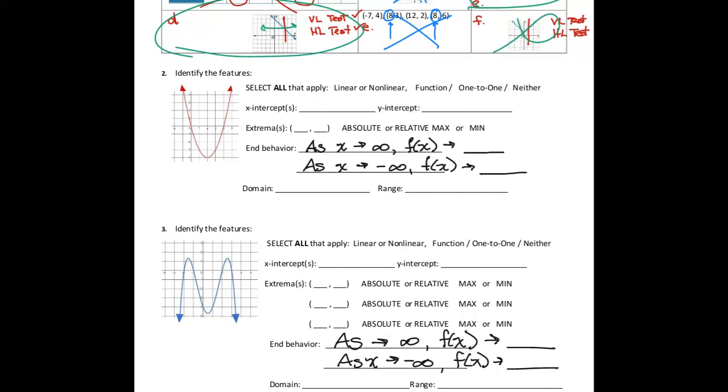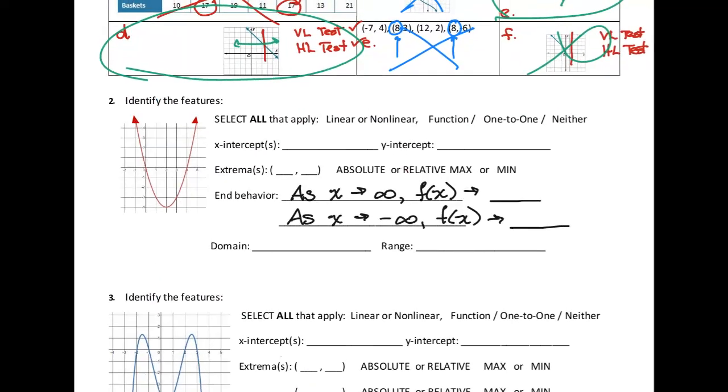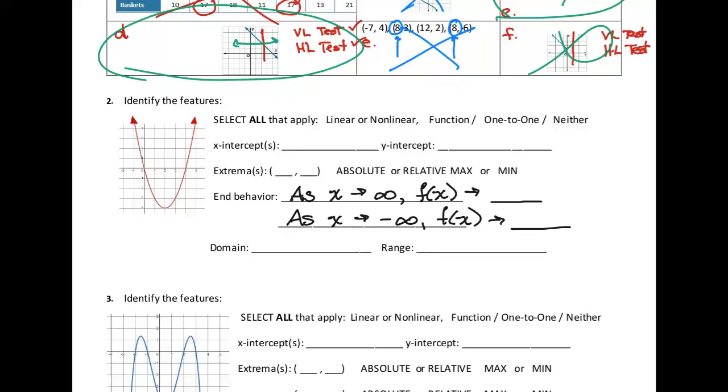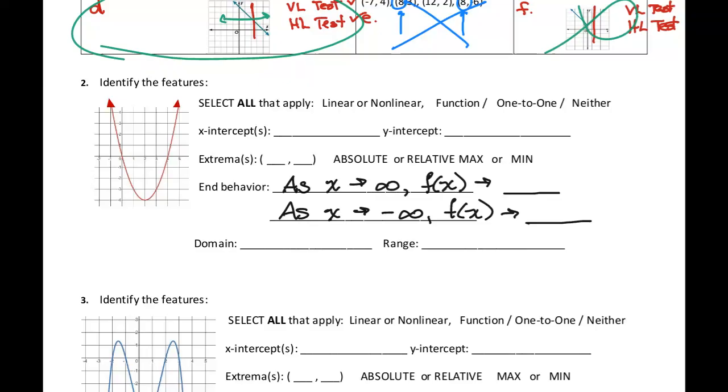What about 2 or 3s? Anybody want to see one of those? Okay. Which one? 3, 2, 2. All right. Identify the features. So we're looking at number 2 here. Select all that apply. First of all, class, is it linear or non-linear? Non-linear. It is not a line. It is not a straight line.